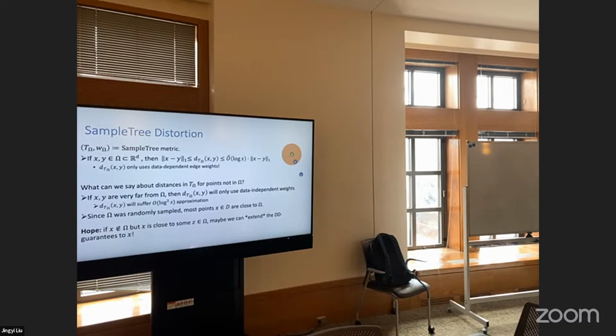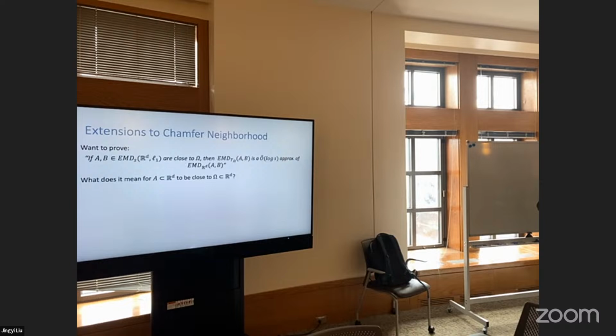So let me formalize what I mean by that. So what we want to prove is some statement that looks like this. If I have two sets A and B in my earth mover distance metric that are close to omega in some notion of closeness, then the earth mover distance under this tree metric, this modified tree metric, between A and B is a log s approximation of the original earth mover distance. This is the kind of statement we want.